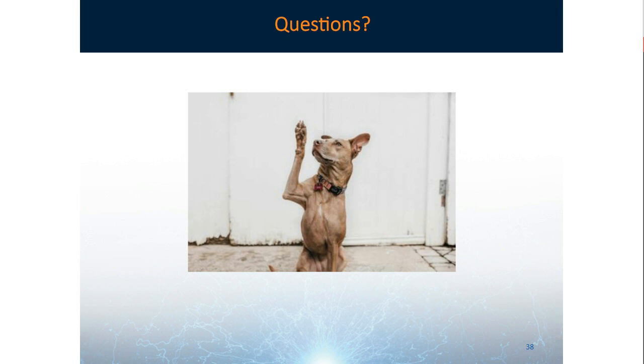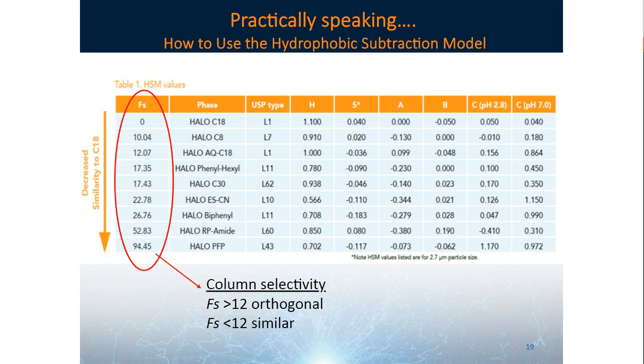So, actually, let me go back to my hydrophobic subtraction model data. So the Halo AQ-C18 is actually very similar to the Halo C18. One of the things is these hydrophobic subtraction model tests are run using acetonitrile, and what we found is we actually get more selectivity differences between C18 and AQ-C18 using methanol mobile phases.